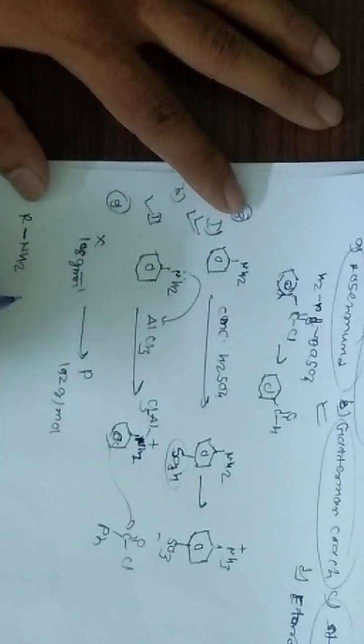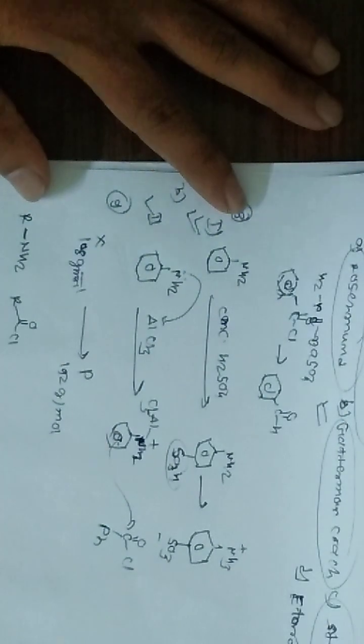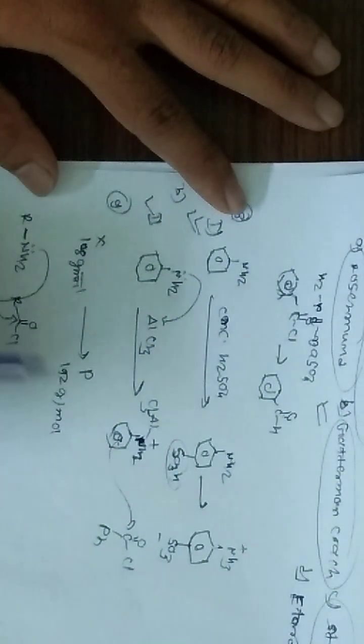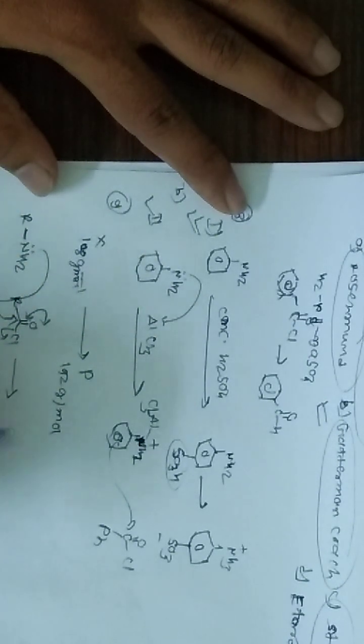If we go for acetylation, with acyl chloride, this NH2 will attack on that carbon atom. The bond goes to the oxygen, again comes back and chlorine leaves out. What will happen?